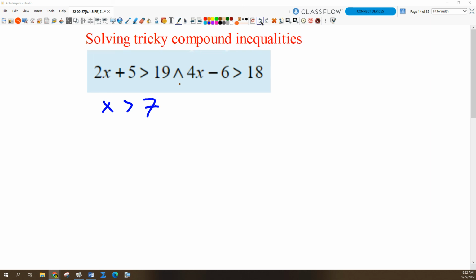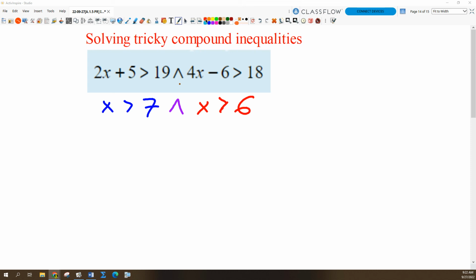Okay, and how about over here? I'm going to add 6. So I'm going to get 24, and then divide by 4 and get what? X is greater than 6. Okay, what's the answer to that? X is greater than 7 and X is greater than 6. How many of those statements have to be true for an and statement to be true? How many parts? Both do. So what's the solution set? What are the values of X that are both greater than 7 and greater than 6? X is greater than 7.